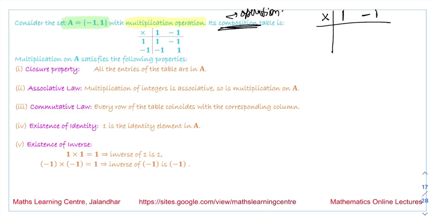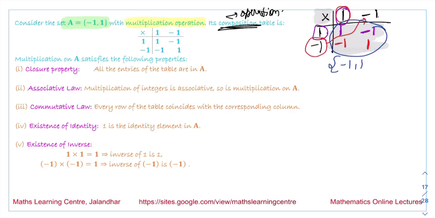We have listed all the elements of the set. What this table is representing: when we multiply 1 with 1, the answer we obtain is 1. 1 with minus 1, the answer is minus 1. Now when we multiply minus 1 with 1, the answer is minus 1, and minus 1 into minus 1, the answer is 1. So on performing this composition operation, the answers we obtain form the set minus 1, 1, and this is equal to the set A. So all these elements belong to the set A.